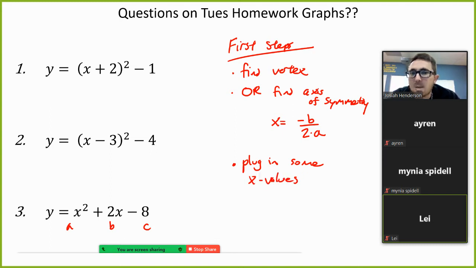In the neighborhood of our vertex, meaning the two numbers higher than our x in the vertex or the two numbers lower than x in the vertex. That's what I mean by the neighborhood, two that are around it. So plug in some x values in the neighborhood of the vertex.